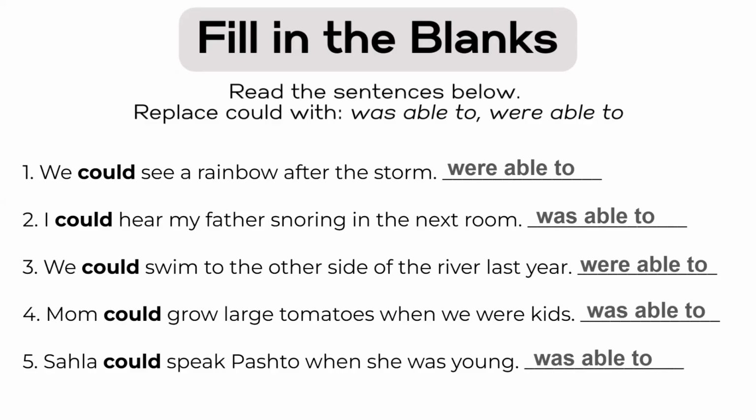Okay, so how did you do? I would really love to see you drop some examples of your own below using is, am, and are able to, and was, were able to. Where can you use these in your everyday conversation instead of using only can and could? Think about ways you can build your fluency here and let me know in the comments below.